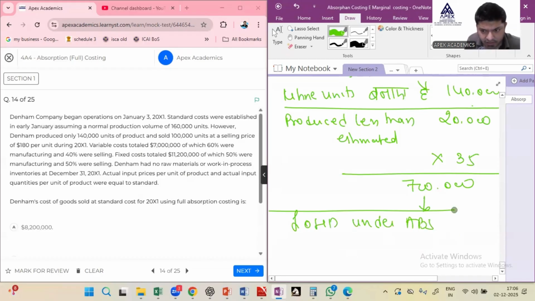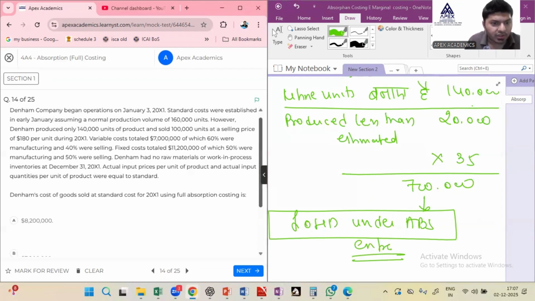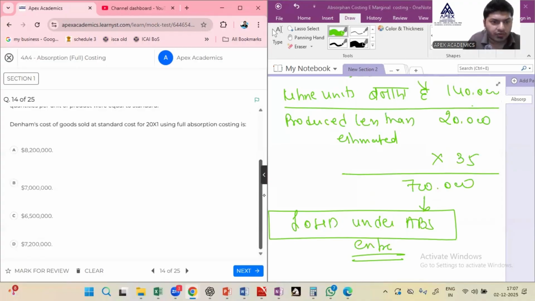Sir, this is our fixed overheads under absorbed. That is something that is not asked in the question, but we have done this as an extra service to our students. They are asking us what is the standard cost of goods sold under full absorption costing. We have already calculated that to be 65 lakhs. That was question number 14 for you. Question number 14, no doubt about it, an important question.